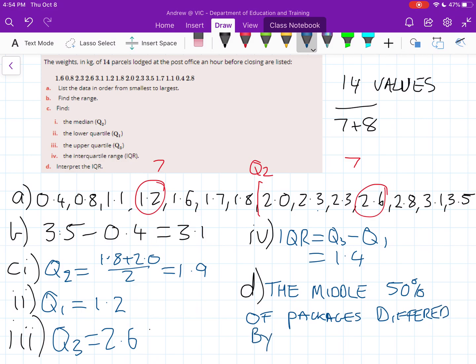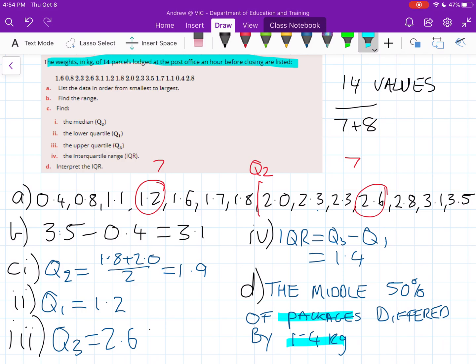by 1.4 kilograms. Just make sure that you relate this back to the question by having the packages, and the units that are involved in the question. Whenever you're interpreting something, make sure that you relate it back to whatever your question is and what the data relates to. Don't just say the middle 50% of the data is 1.4. It's important to include that they're packages and it's 1.4 kilograms.